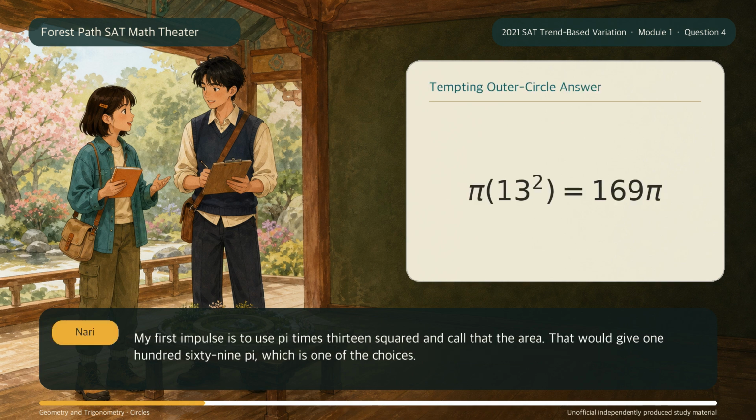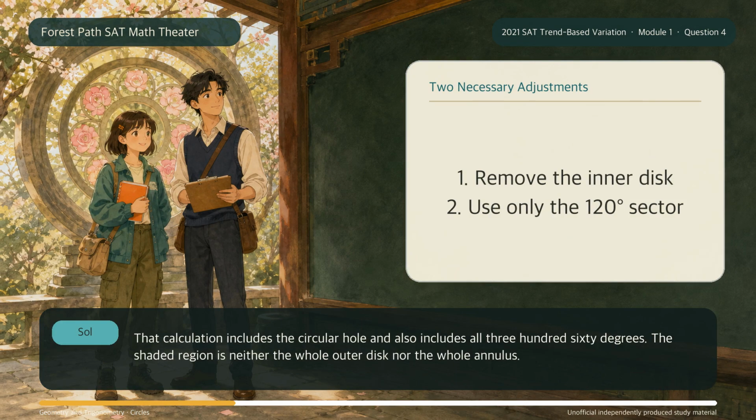My first impulse is to use pi times 13 squared and call that the area. That would give 169 pi, which is one of the choices. But that calculation includes the circular hole and also includes all 360 degrees. The shaded region is neither the whole outer disk nor the whole annulus.